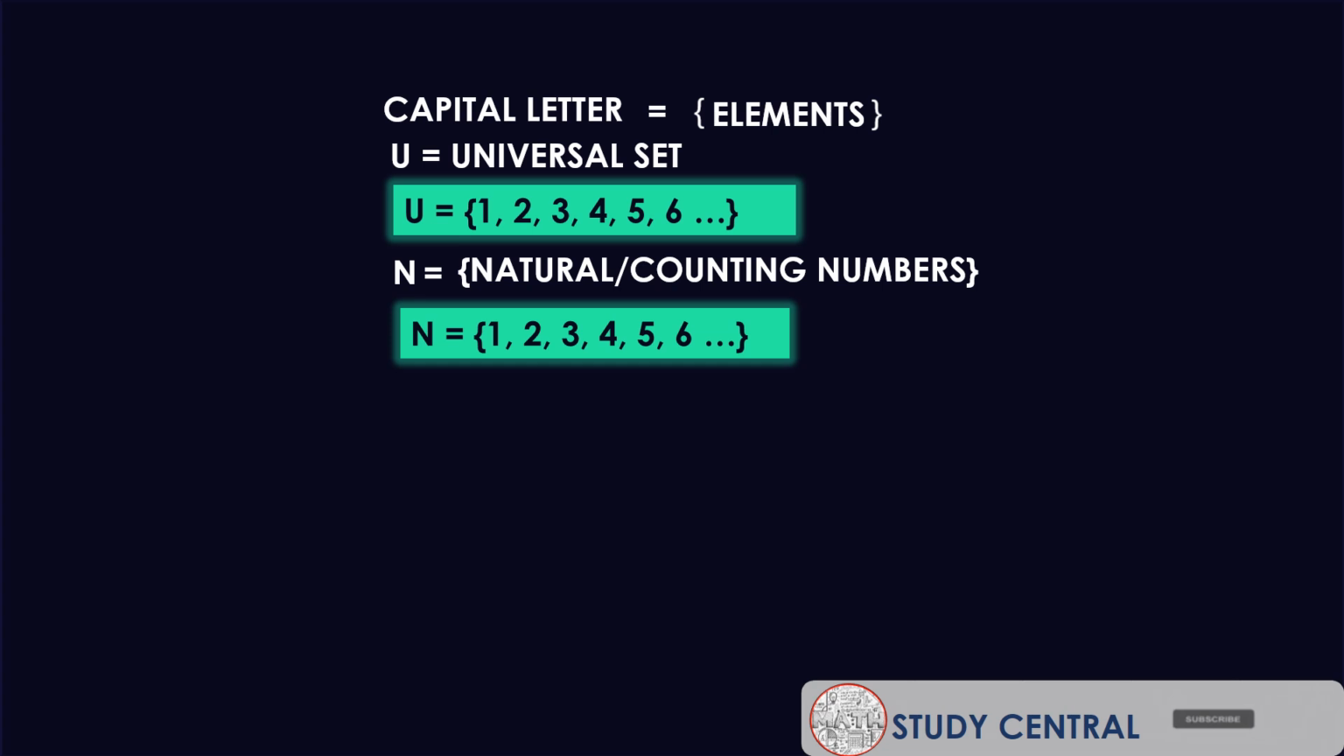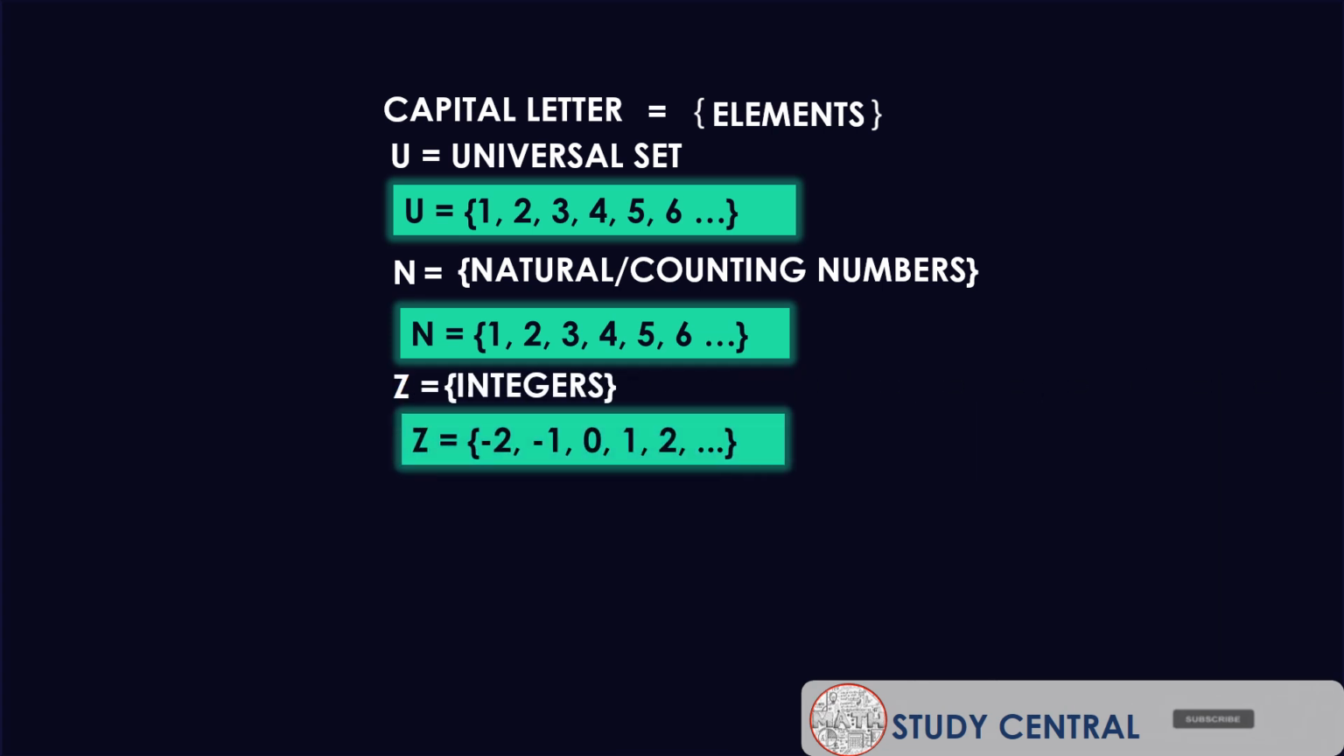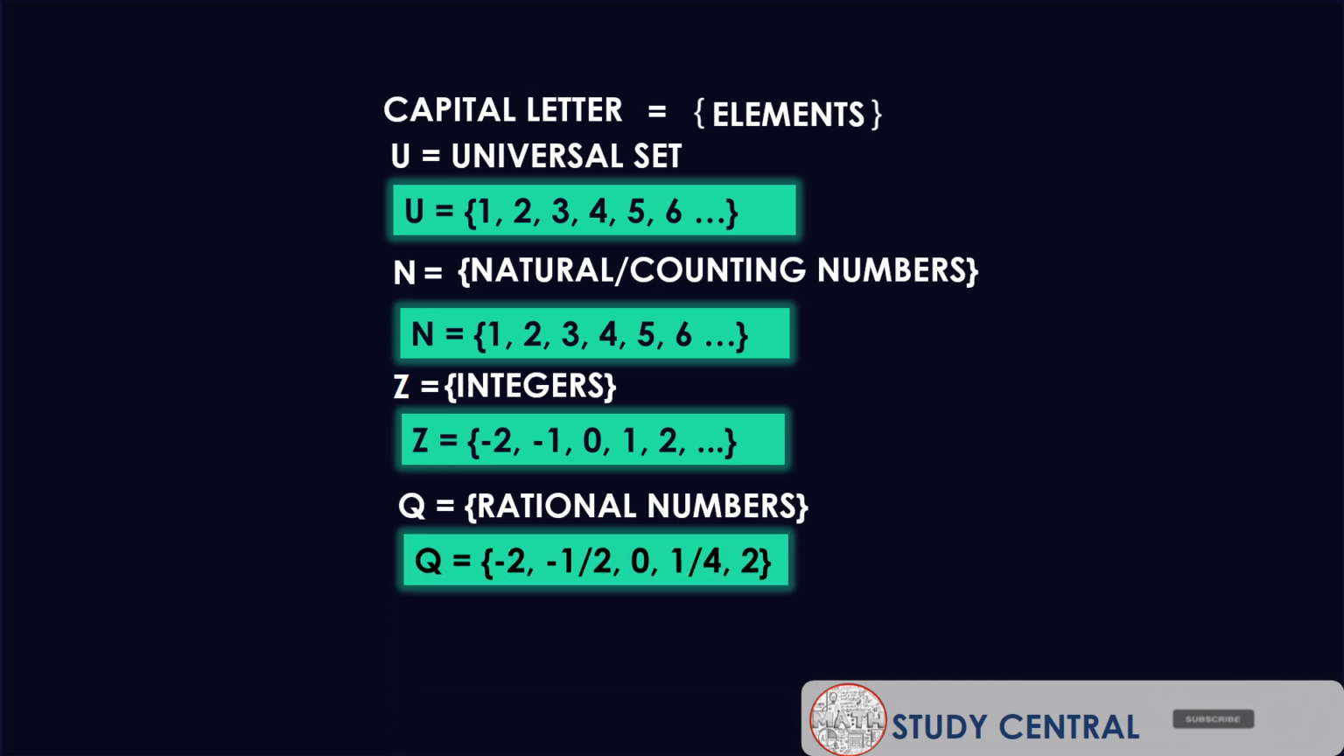To represent a set of integers, the letter Z is used. Integers are positive and negative whole numbers. For instance, the set below is named Z because it only contains integers. A set of all numbers that can be expressed as a fraction is a set of rational numbers. Q represents a set of rational numbers. Let's take the set Q below as an example.